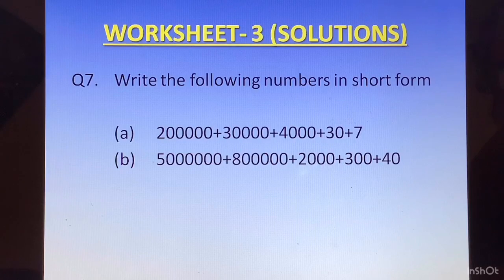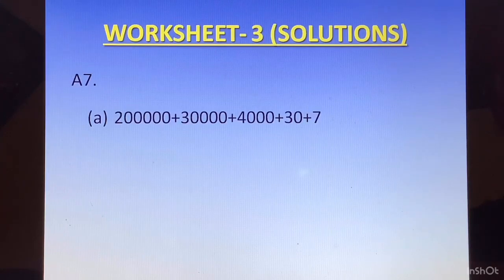Write the following numbers in short form. So a number will become 234037. In this question, after 30 we had 4,000 directly. There was no number corresponding to the hundreds place. So we have put a 0 in hundreds place.